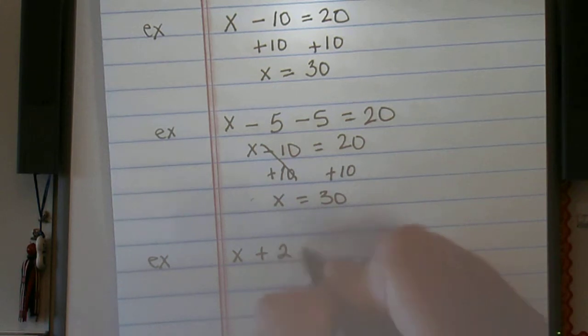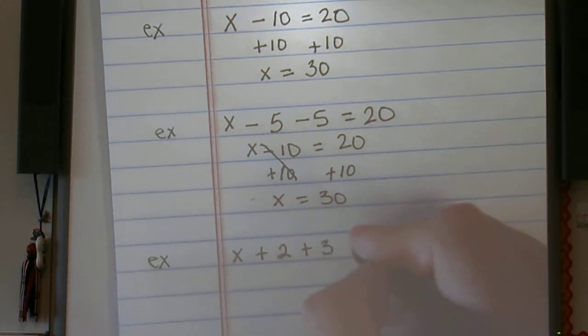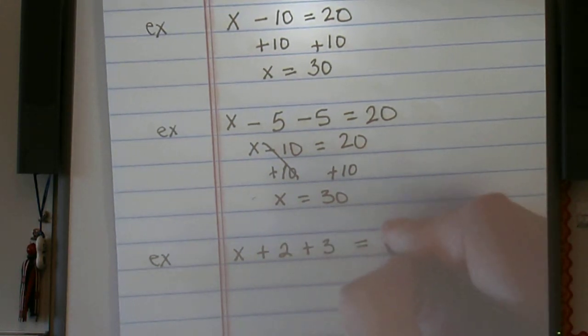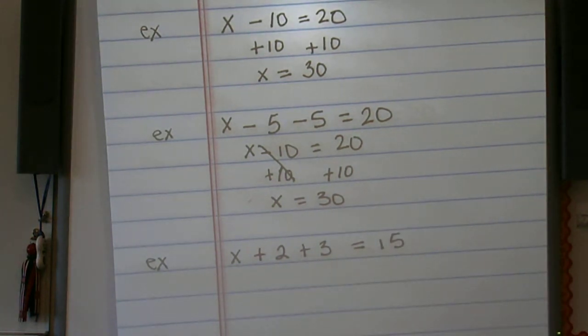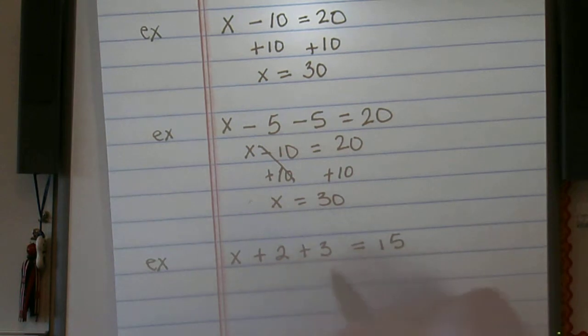X plus 2 plus 3 equals 15. Okay. Again, I need to simplify the left-hand side. If we simplify the left-hand side, it's going to make it a lot easier when we go to canceling out terms by adding or subtracting. So 2 plus 3 is 5, so I have x plus 5 equals 15.